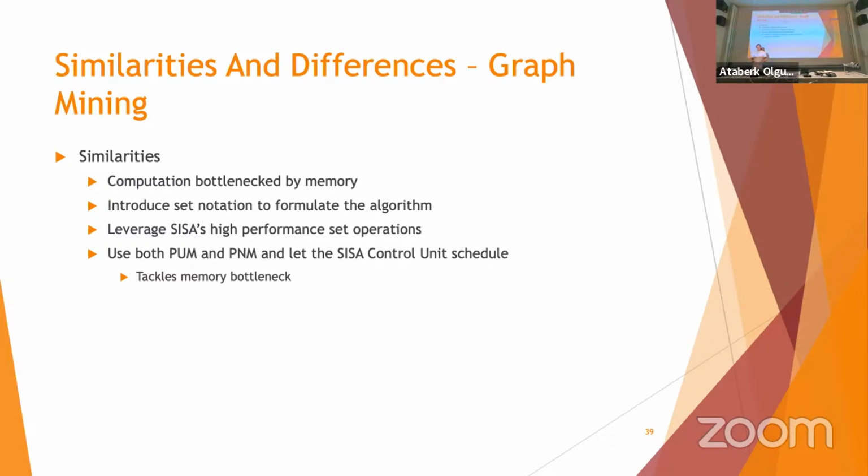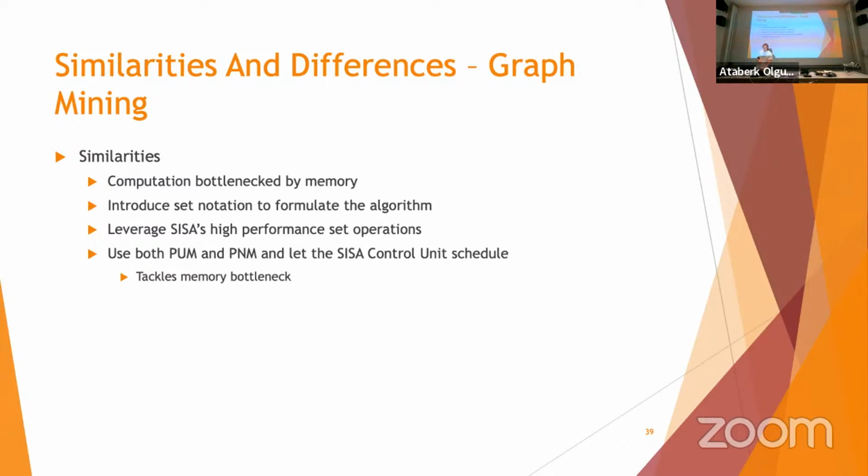Some similarities and differences with graph mining. Similarities: the computation is bottlenecked by memory. We can introduce that notion to reformulate the algorithm. We can leverage SISA's high-performance set operations, and we can use both processing using memory and processing near memory, and let the SISA control unit automatically schedule to tackle the memory bottleneck.